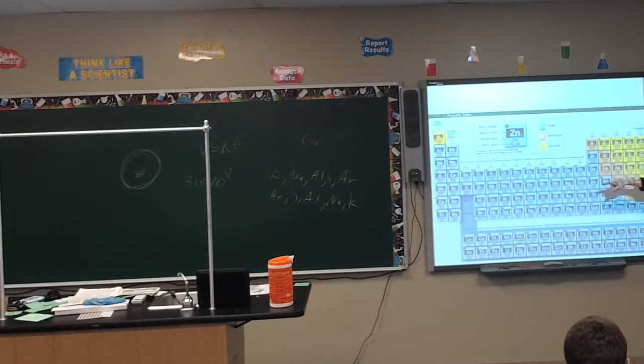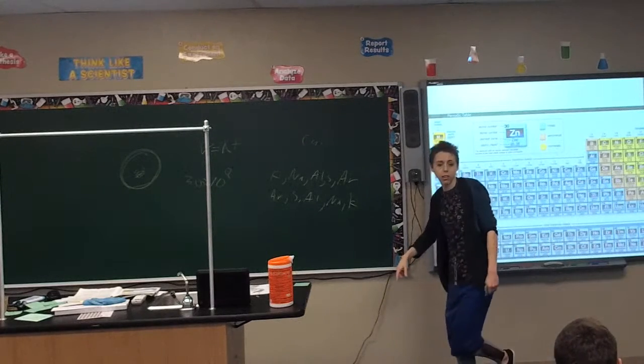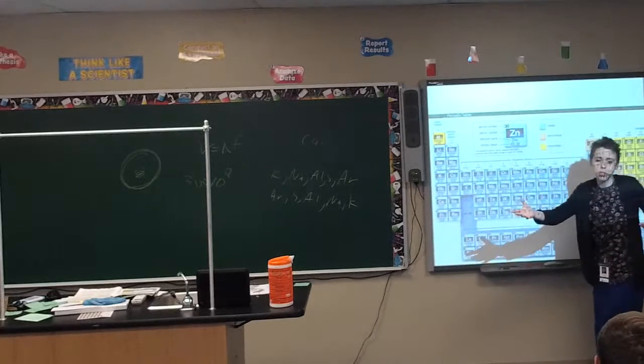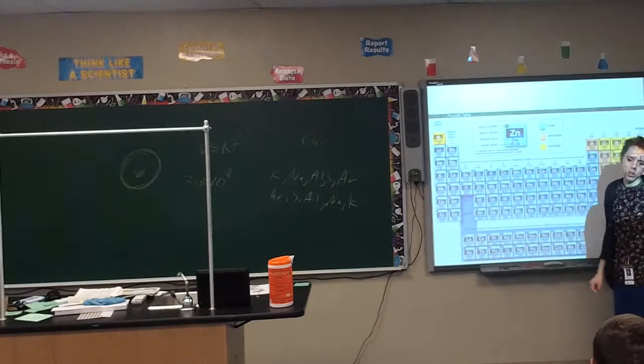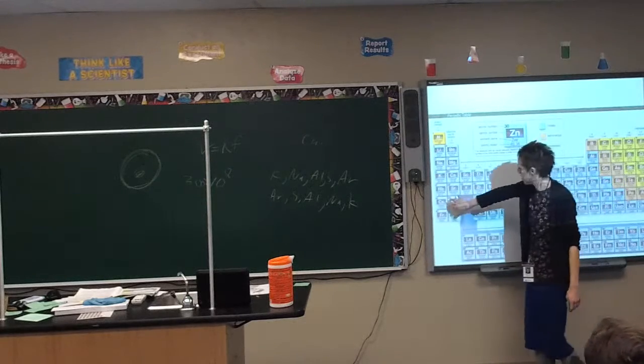Alright, so between those four, which one is the most electronegative, Quentin? Oxygen. Oxygen, you're right. Which one's the least electronegative? Electronegative refers to how badly it wants the electrons. Okay, and the least is Ba. Yeah. So this is most, this is least.